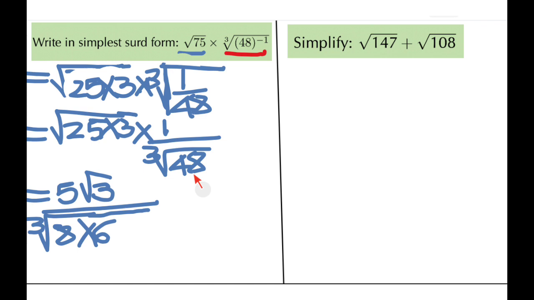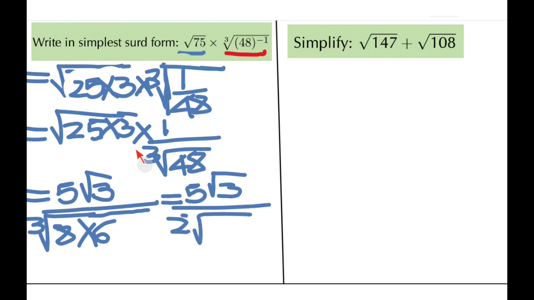All right, now the cube root of 8 is 2. So that gives us 5 root 3 over 2 cube root of 6. So let me fix that. 2 cube root of 6. And that is how you solve that.